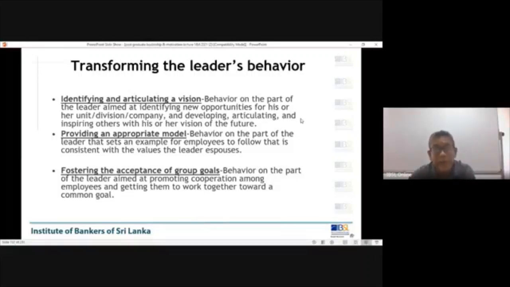Okay, so then what? While identifying the opportunities, providing an appropriate model means behavior on the part of the leader that sets an example for employees to follow, consistent with the values of the leader. That means he himself acts as a role model, right? So people follow.